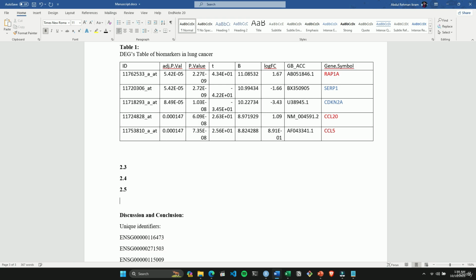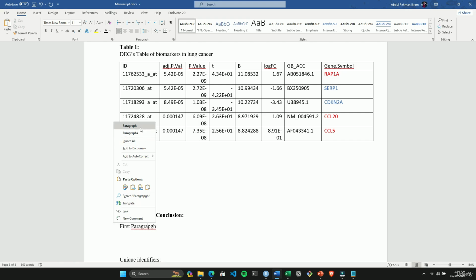After that, you will move to the discussion. So how to write the discussion? The discussion mainly consists of 1 to 2 pages. The first paragraph is about the study that you are currently performing. So we are studying lung cancer and biomarker discovery.